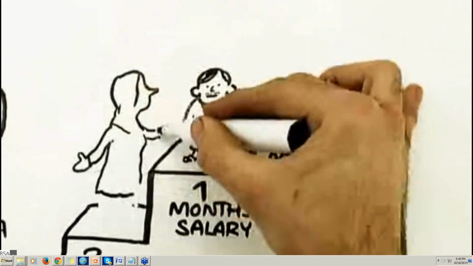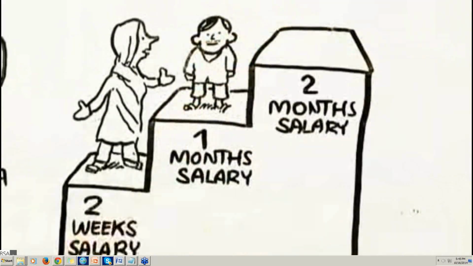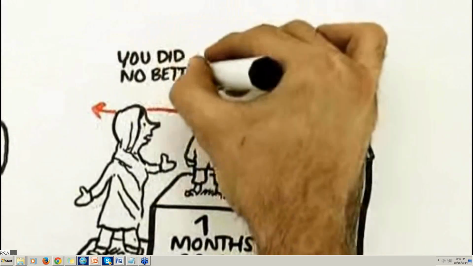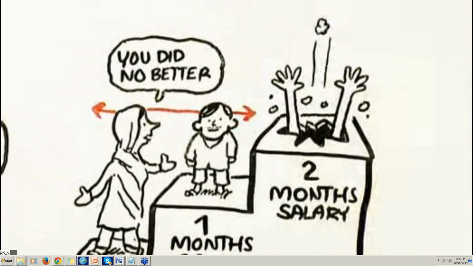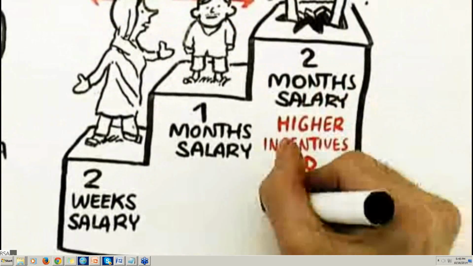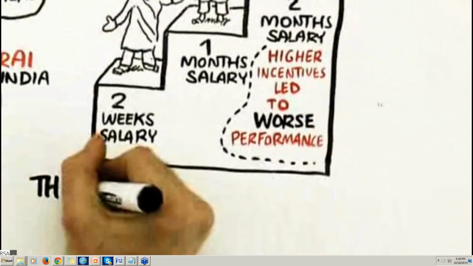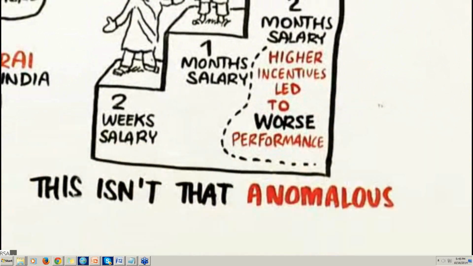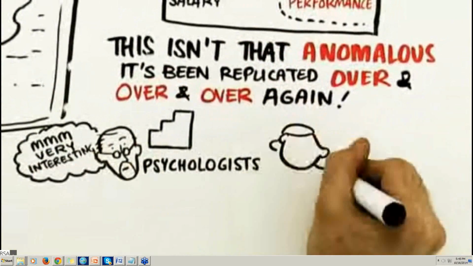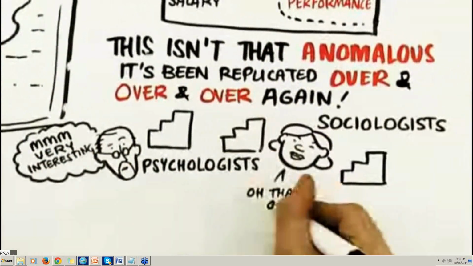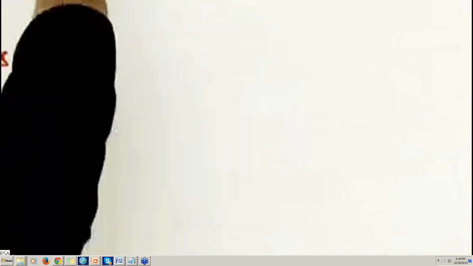What happened, though, was that the people offered the medium reward did no better than the people offered the small reward. And this time around, the people offered the top reward did worst of all. Higher incentives led to worse performance. What's interesting is that this isn't all that anomalous. It has been replicated over and over again by psychologists, to some extent by sociologists, and by economists.